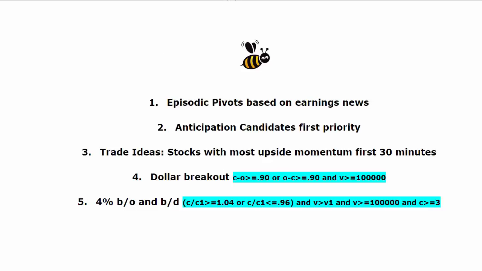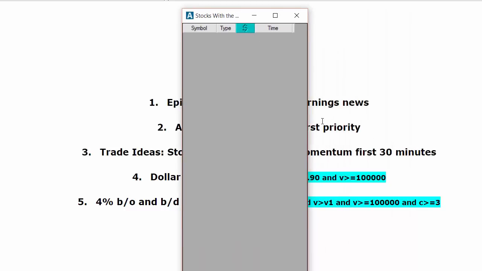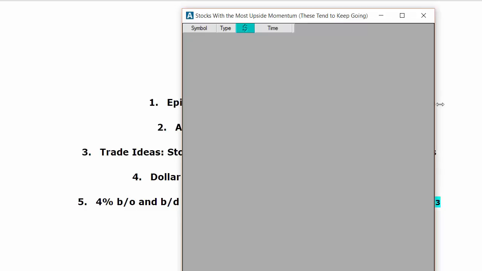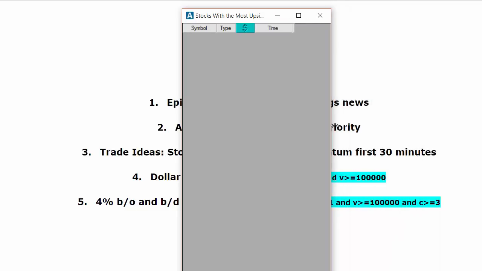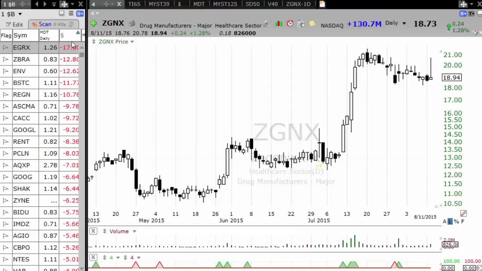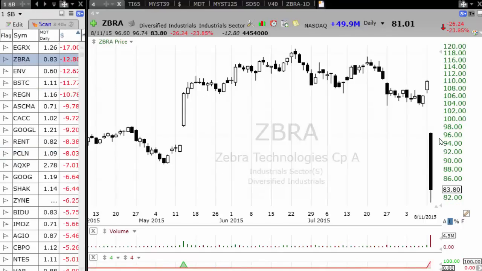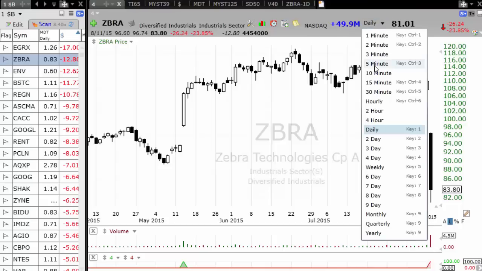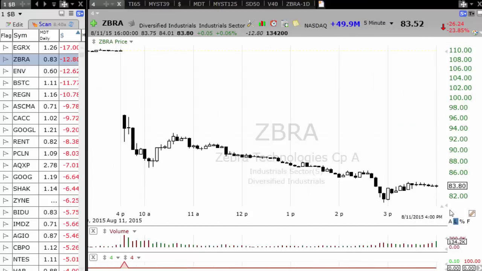One of the very powerful scans which I've used and shared many times is stocks with the most upside momentum. This tends to keep going. This scan is very useful in the first 15 to 20 minutes. Stocks which hit this screen, like yesterday the one which broke down big, Zebra, was on the scan within the first 2 or 3 minutes, and then the rest of the day the stock went down. You can see it had a brief rally, and after that it just kept going down.